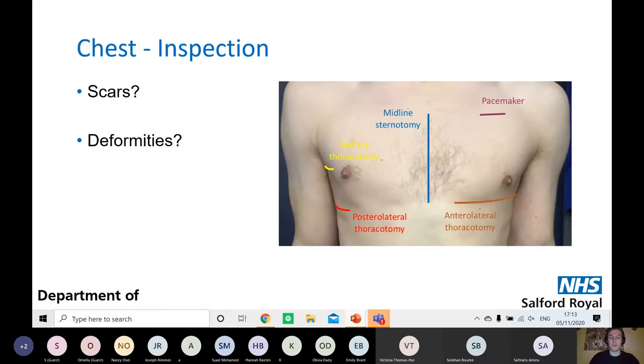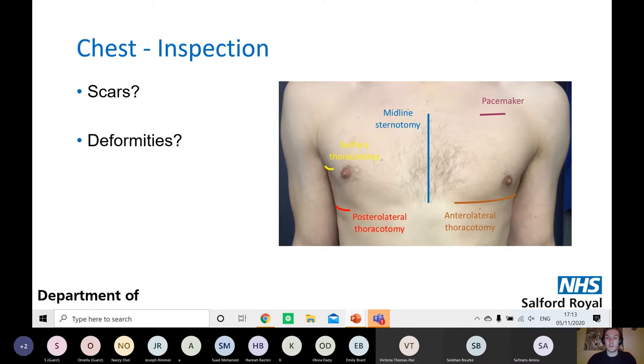Our patient doesn't have any of those as well. So move on to inspecting the chest. So have a look, see what you can see. So these are some of this. We talked about some of the scars that you might see on the chest last week with a cardiology exam.